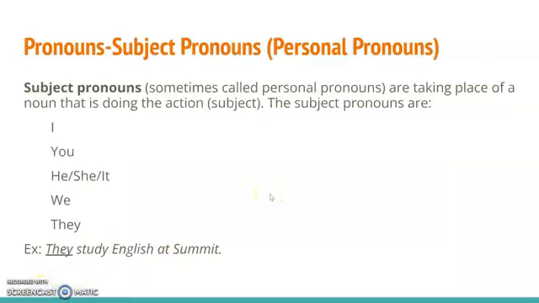So the first one, the subject pronouns, also sometimes called personal pronouns, are probably ones you've heard a lot and you've used a lot in English. These are the ones that take the place of the subject. Again, the noun that is doing the action is the subject. And those subject pronouns are I, you, he, she, it, we, and they. So again, they study English at Summit.